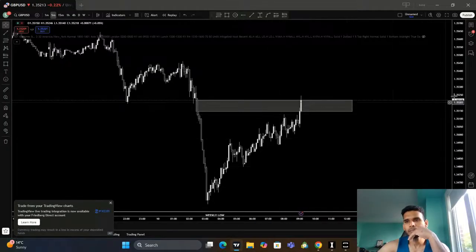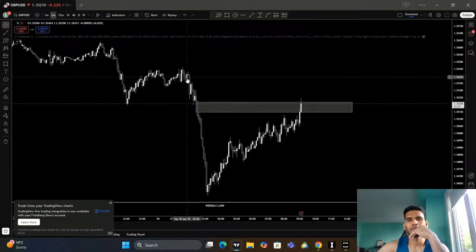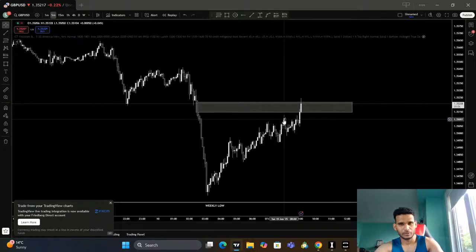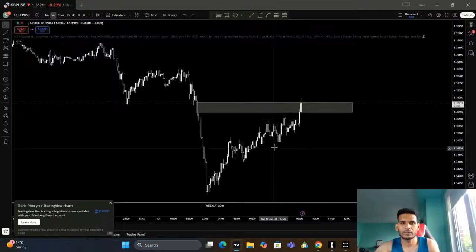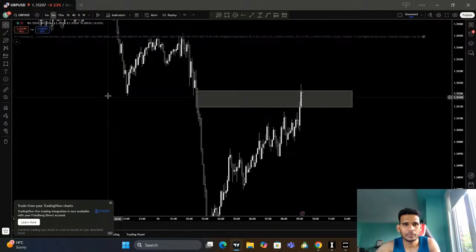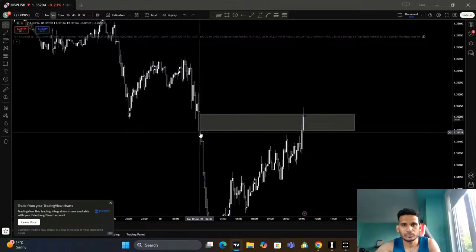For me, rather than executing positions inside the fair value gaps, rather than looking for some places inside the fair value gaps, what is more valid for me is if the price sweeps or takes out any kind of liquidity. It's going to be really good.